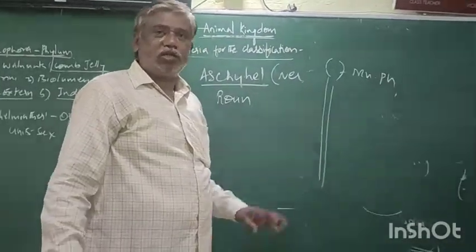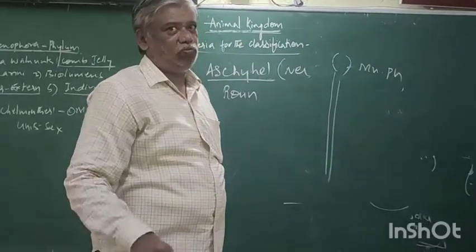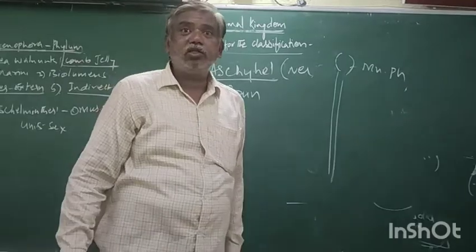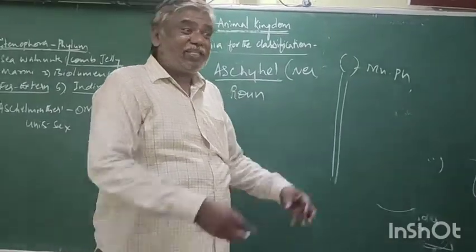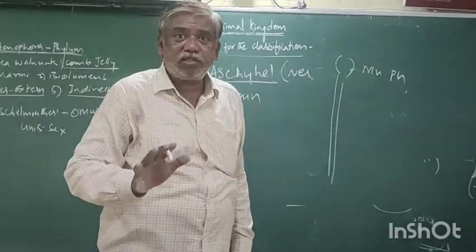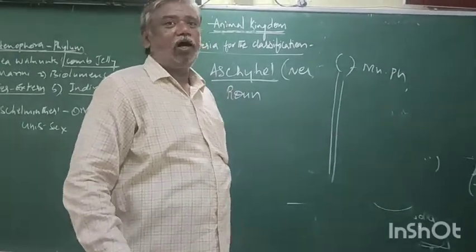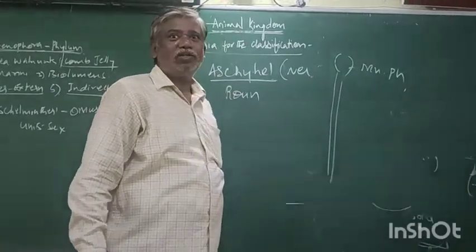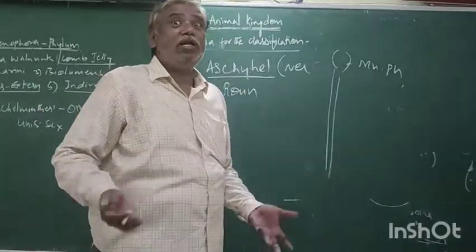Now these are triploblastic, bilateral symmetry, pseudocoelom. The level of body organization is organ and organ system. Excretory tubes help in excretion, not flame cells. The flame cells are only in Platyhelminthes. Majority are unisexual with sexual dimorphism.